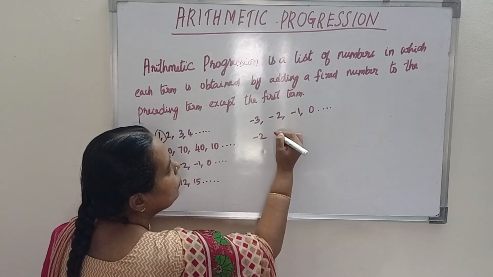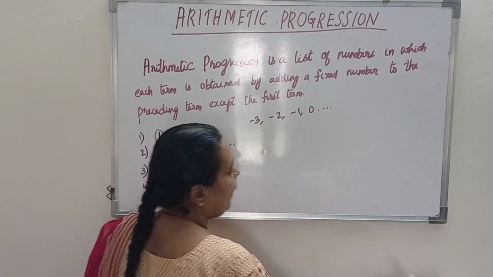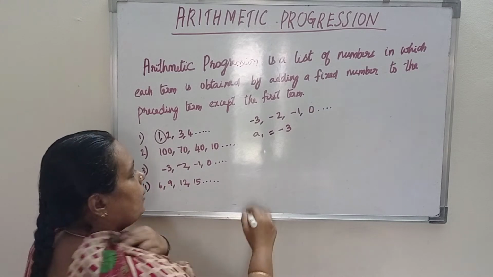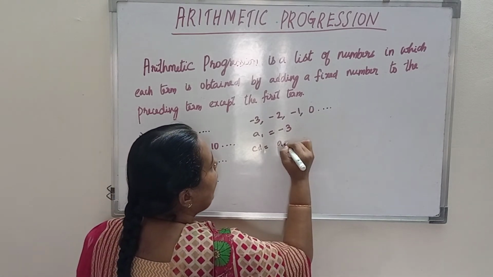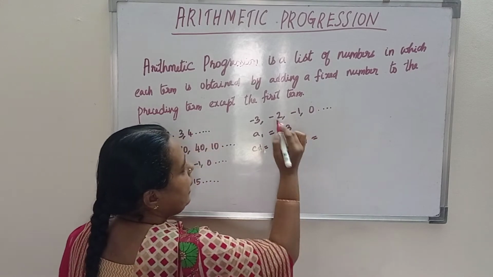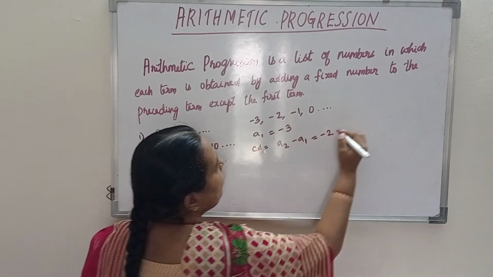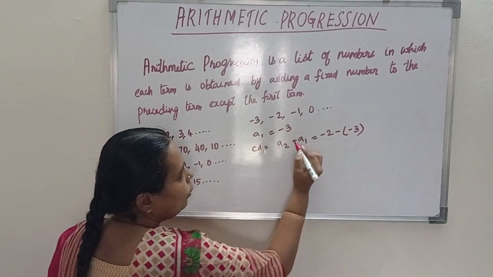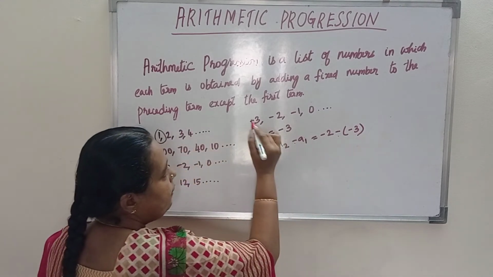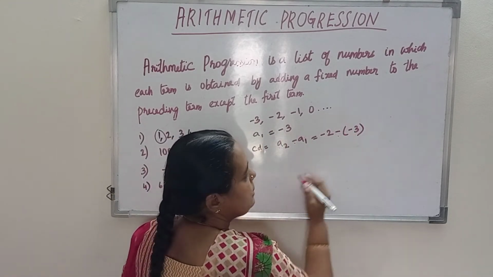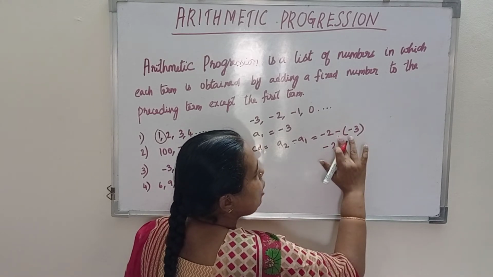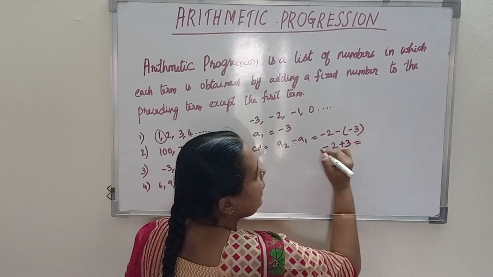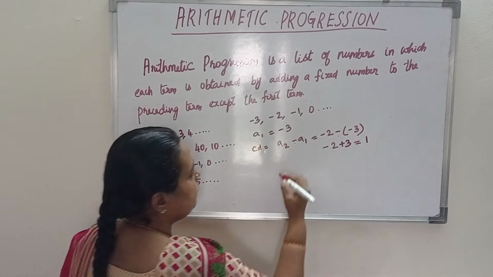Minus 2, A1 is minus 3. What is the first term? A1 is minus 3. To find out the common difference, A2 minus A1. What is A2? Minus 2 minus of minus 3, because my A2 is minus 2. We already have a minus here, and A1 is minus 3. So minus 2 minus of minus 3 is plus 3. Minus of minus 3 is plus 3. So 3 minus 2, 1 is the common difference.